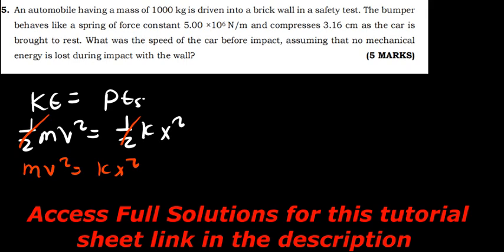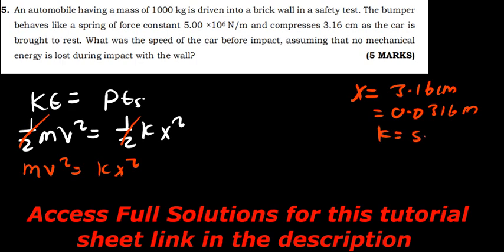It was compressed. x is now 3.16 centimeters. In meters, we divide that by 100. That is my x value. So 3.16 divided by 100 is 0.0316 meters. What else? The k value we have. What is the k value? 5.0 times 10 to the power 6. What else? We have the mass, 1000 kgs.